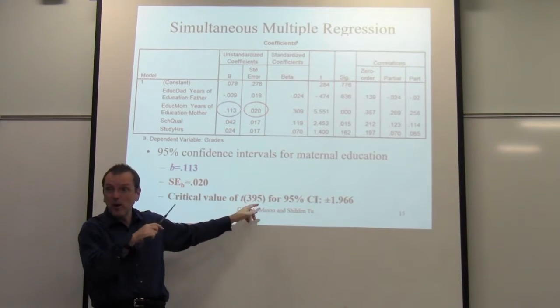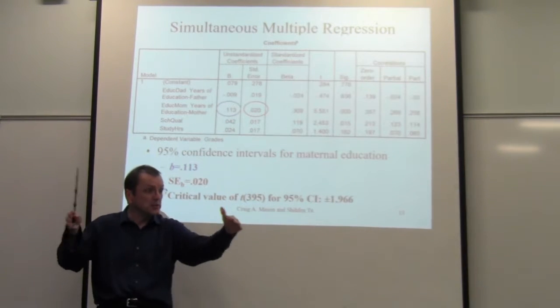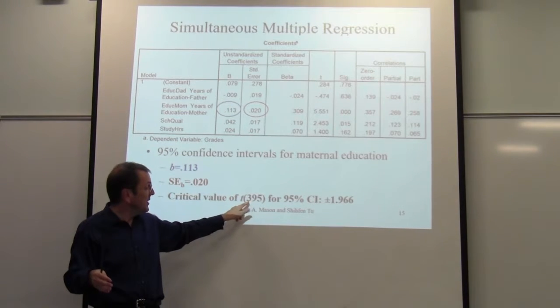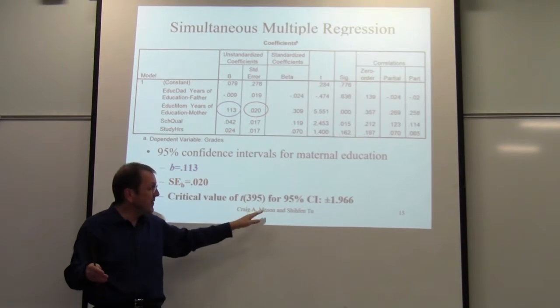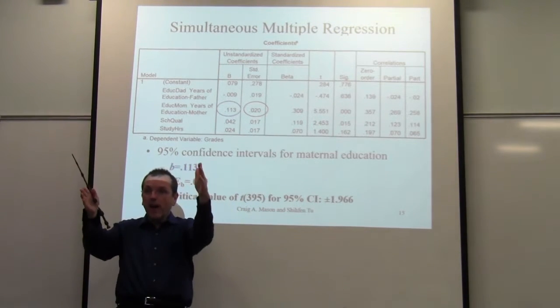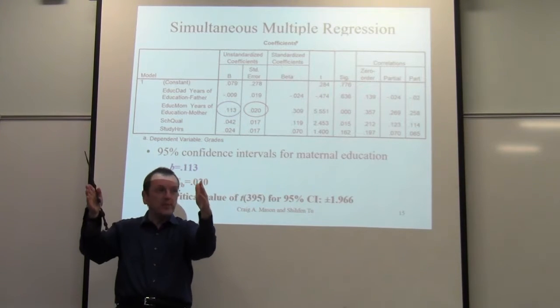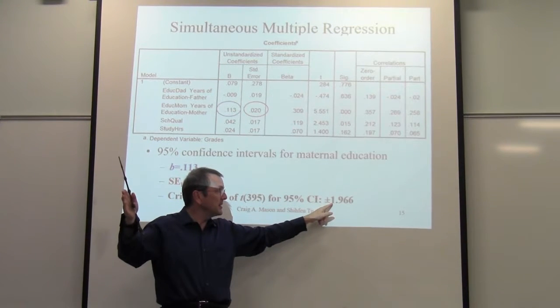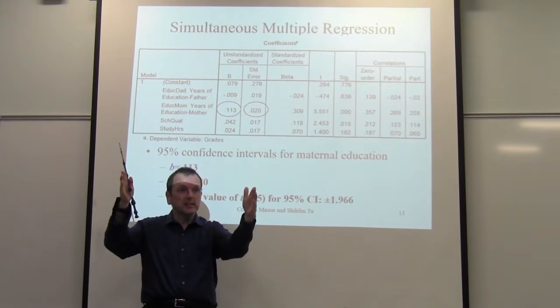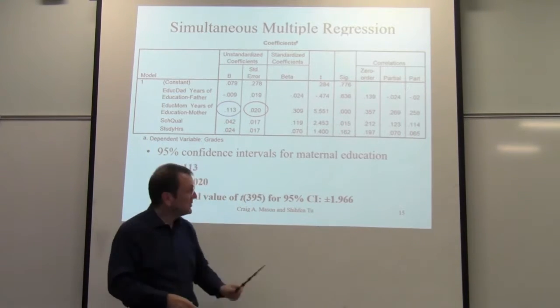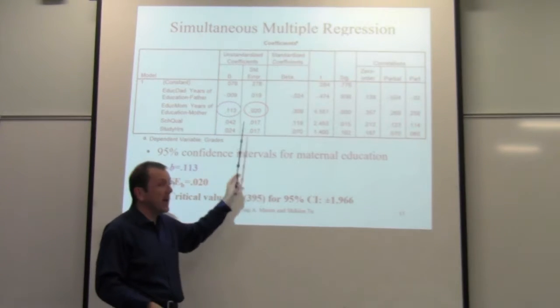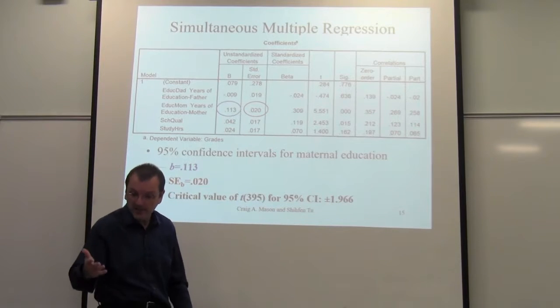This is because the shape changes based on the degrees of freedom. So for 395 degrees of freedom, 95% of the t-distribution is between positive and negative 1.966. Once we have those three numbers, we can calculate the 95% confidence interval.